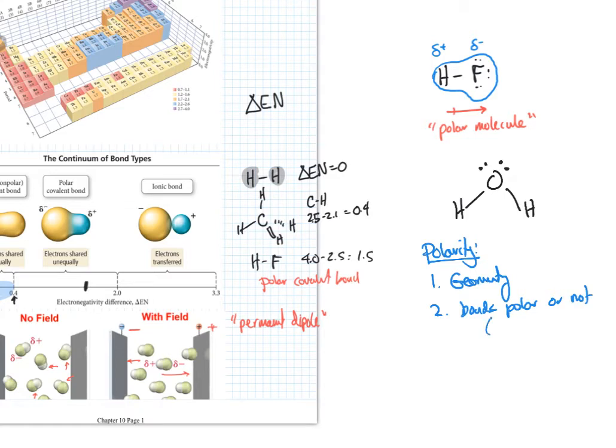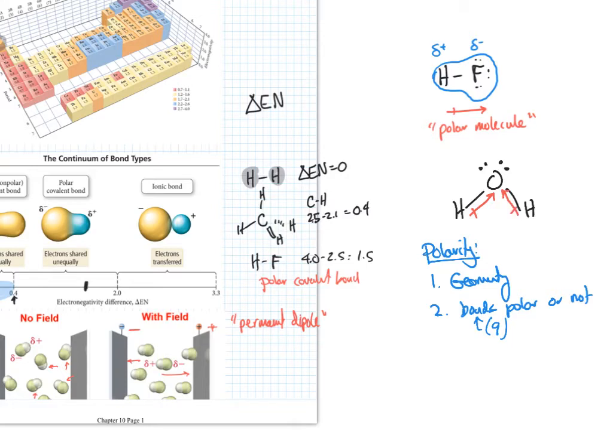So this is like a chapter 9 idea, and now this is a chapter 10 idea. So let's take water as our example. We know that the hydrogen has a lower electronegativity than the oxygen, so we're going to end up having an arrow from that bond pointing in towards the oxygen. We have an arrow from that bond pointing in towards the oxygen.